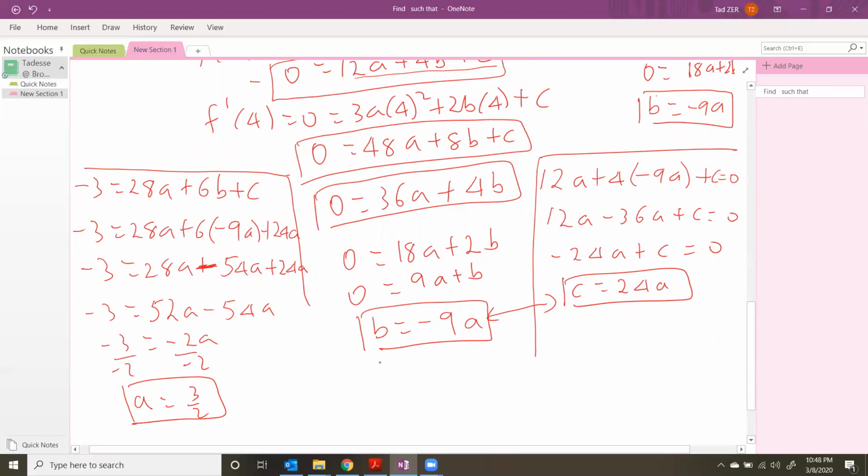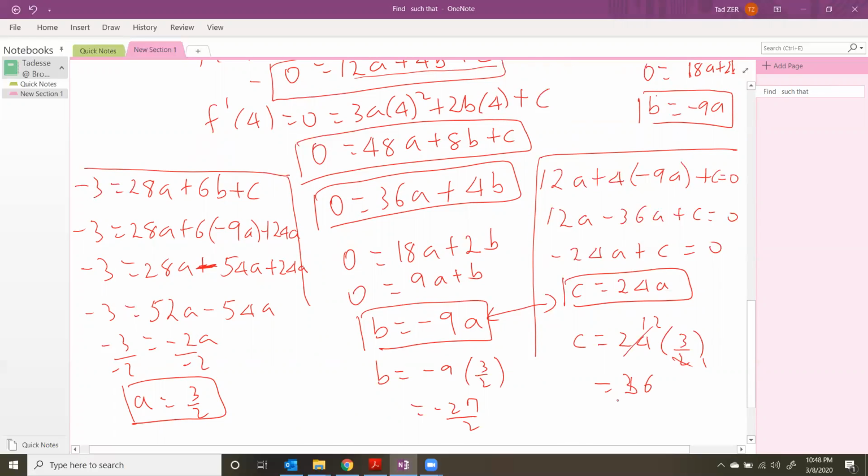Then finding the rest is easy because b is negative 9 times a, which is 3/2, which is what? Negative 27 over 2. And then finding c should be straightforward because it's 24 times a, which is 3/2. Now this can be simplified: by 2, this is 12, by 2, this is 1. 12 times 3 is 36. That is the value of c.